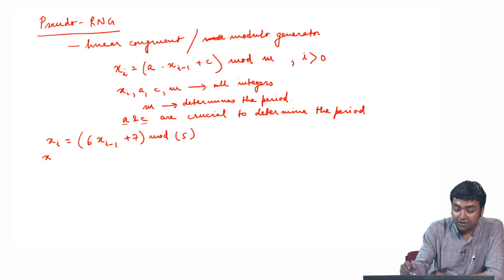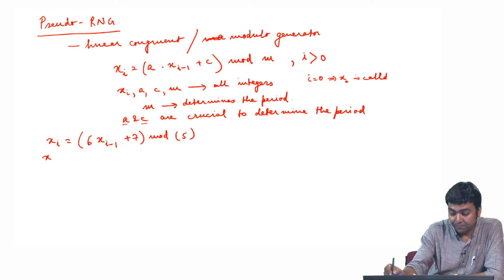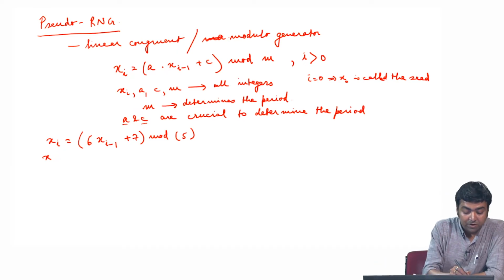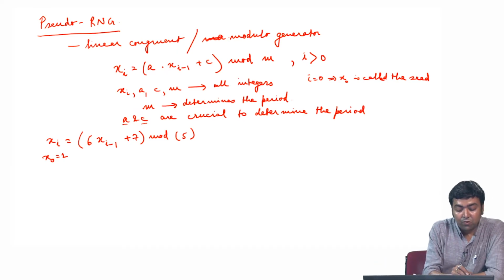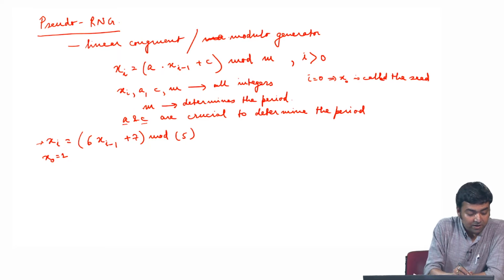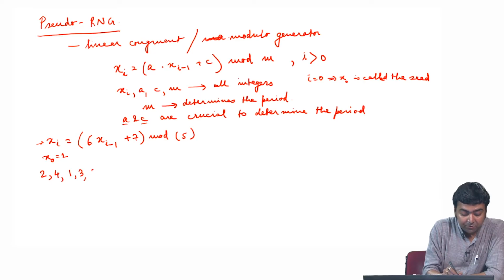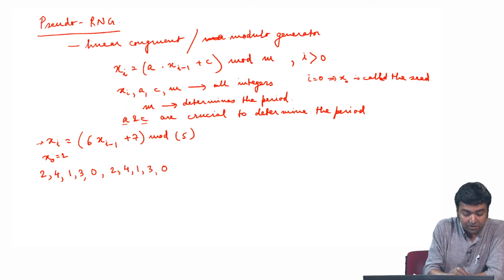Another thing I forgot is that for i equals 0, the corresponding value x_0 is called the seed to generate the random number. So, if I use x_0 equal to 2 with this expression, what I will get is the following set of numbers: 2, 4, 1, 3, 0, and after that it will be repeated: 2, 4, 1, 3, 0 and so on and so forth.